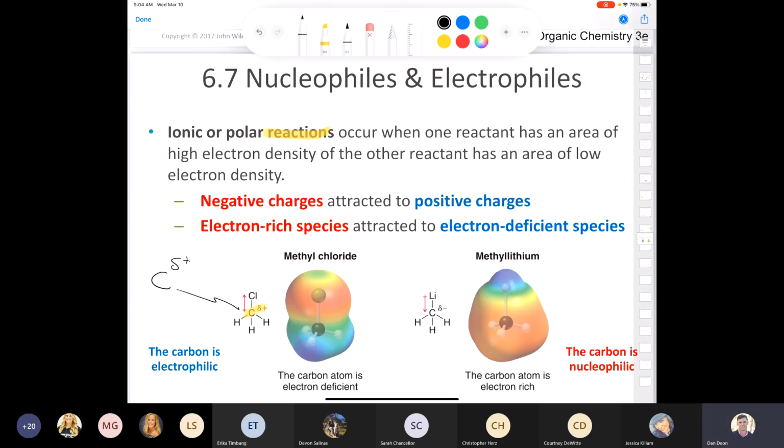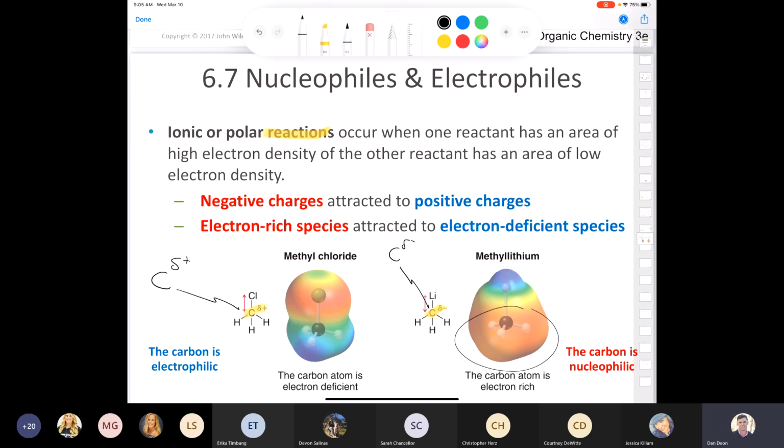Lithium is much less electronegative than carbon, and so carbon is going to pull more of the electron density towards itself. And so here in methyl lithium, you see the carbon is delta negative. Wow, those are very different, right? So in methyl chloride, the carbon is electron deficient, right? It's partially positive. We say it's electrophilic.